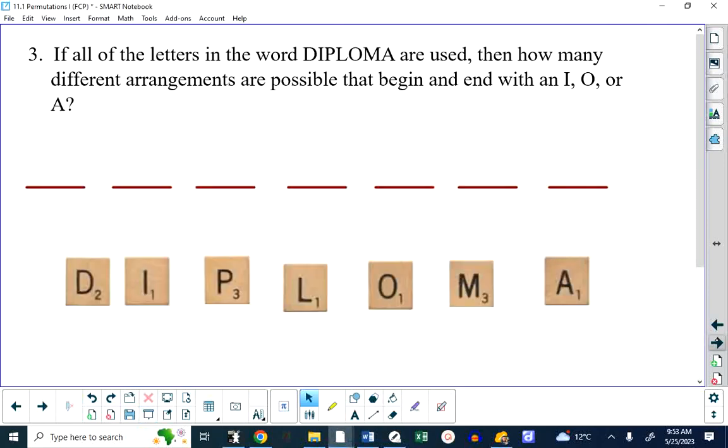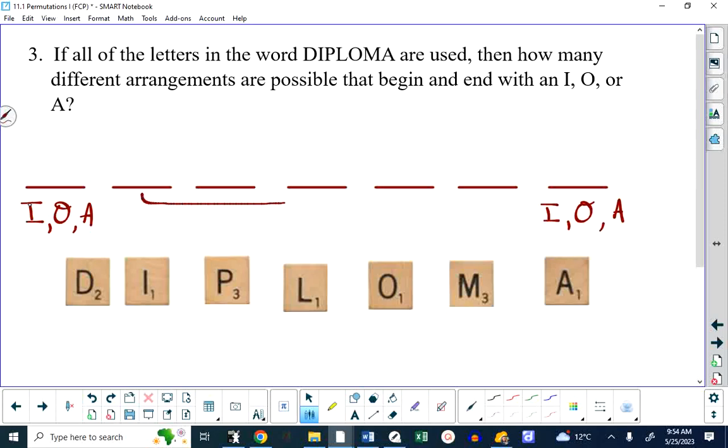Let's take a look at another one. If all of the letters of the word diploma are used, then how many different arrangements are possible that begin and end with an I, O, or an A? Well, this must be an I, an O, or an A. This must be an I, an O, or an A. Those are the conditions. Everything else, there's no restrictions here.